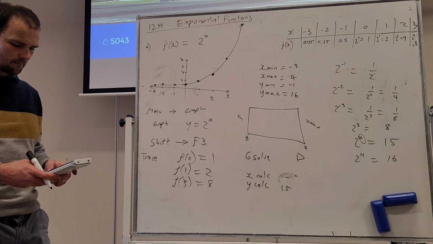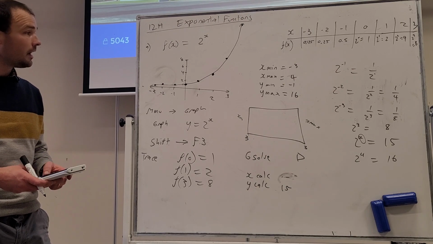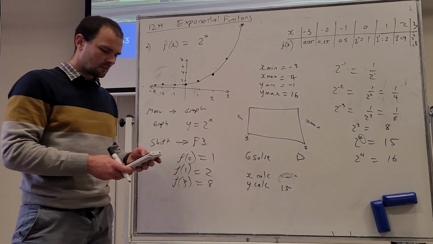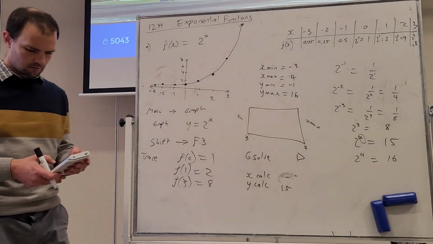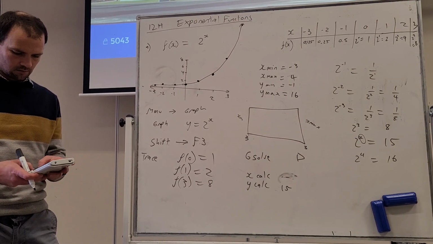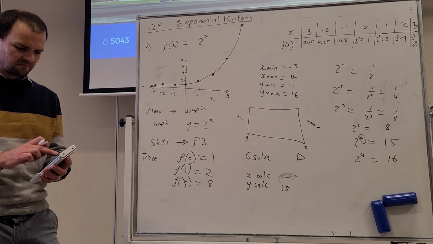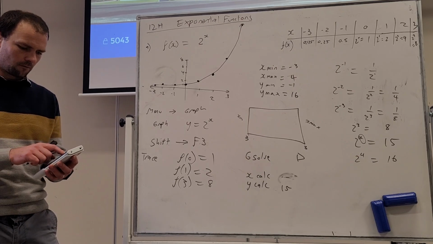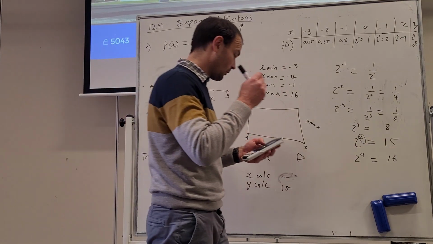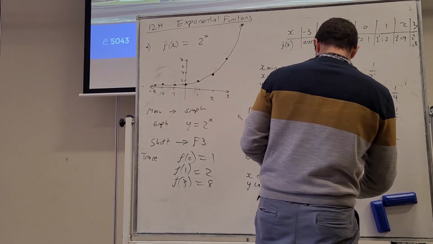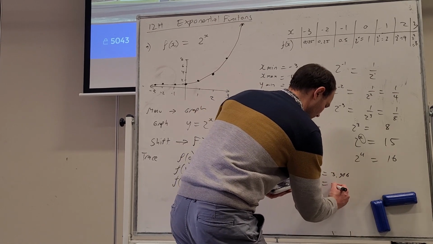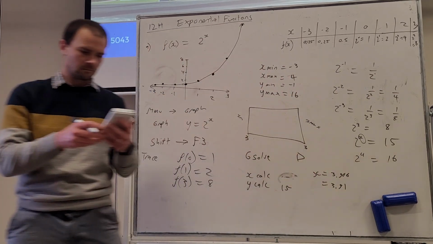All right, so from -3 to +4, and from -1 to +16. And we're doing G-Solve, X-Calc, Y is 15. Okay, we've got 3.906, which would round to 3.91.